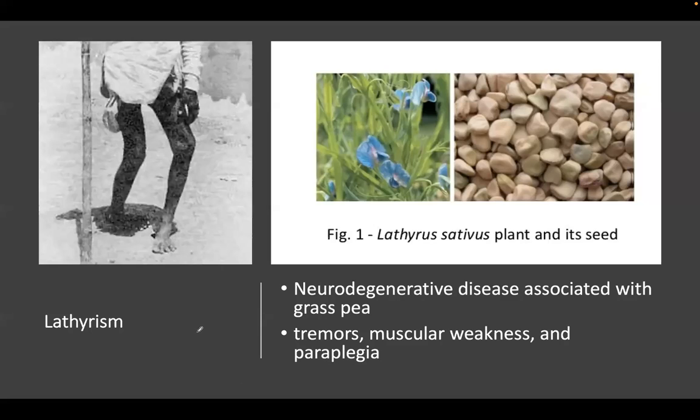Lathyrism is defined as a neurodegenerative disease which is associated with the chickpea, or what we call the grass pea. Please take note of this. Now, the classic presentation of neurolathyrism is one of paraplegia, which means there's paralysis of both lower extremities, there's tremors, and there's muscular weakness.